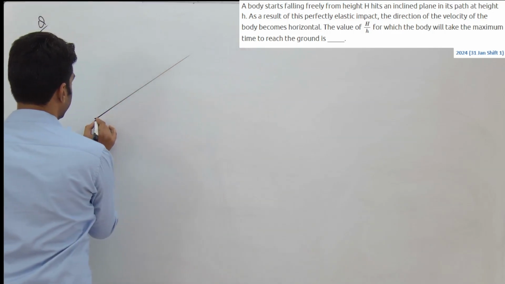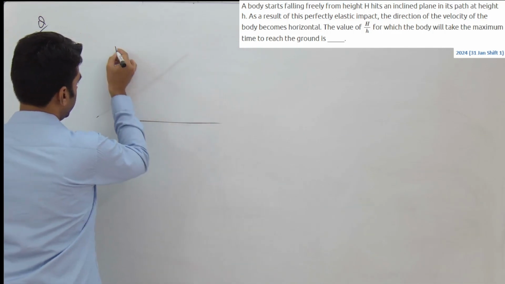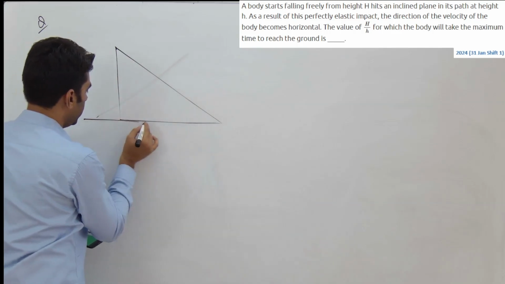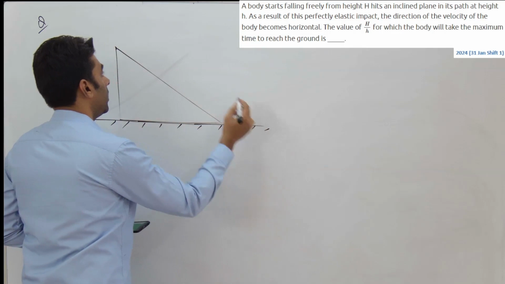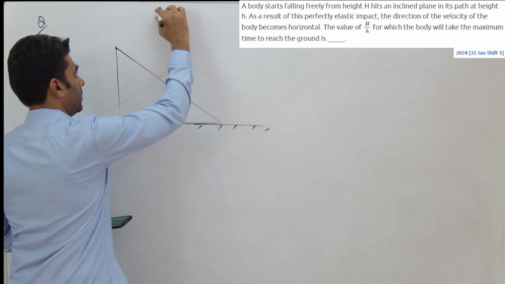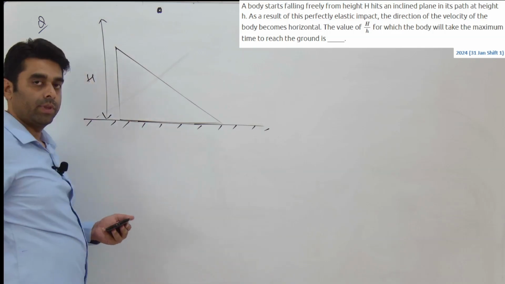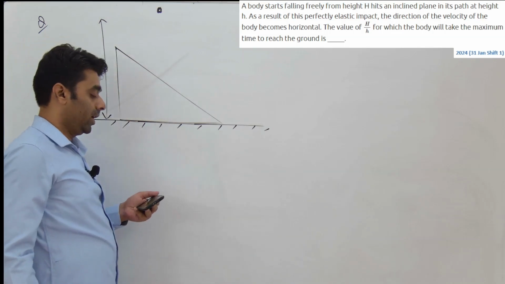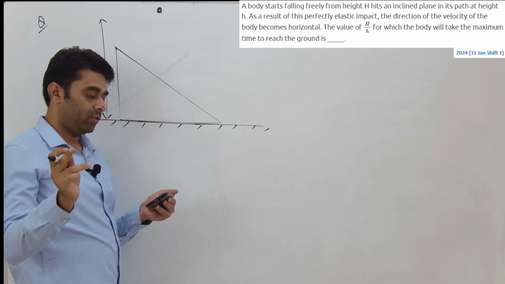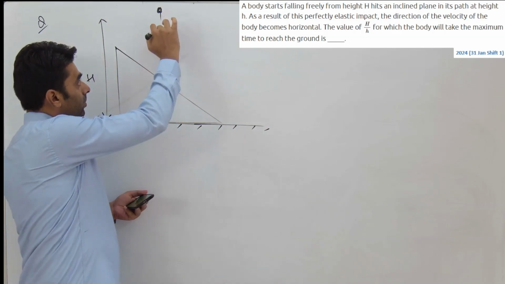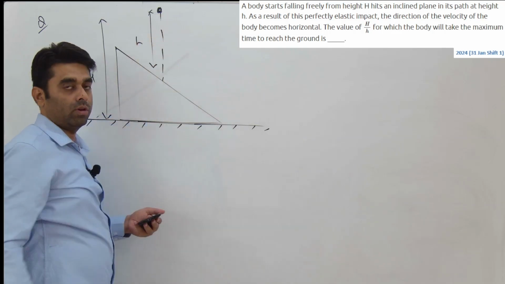An inclined plane is there. I'll draw it like this. And a particle is falling from a height of H. After traveling a distance, it hits an inclined plane in its path at height small h. That means this one is your small h.